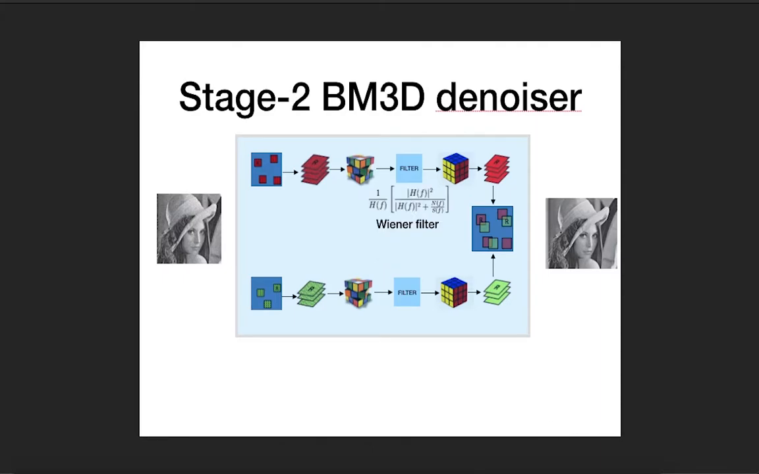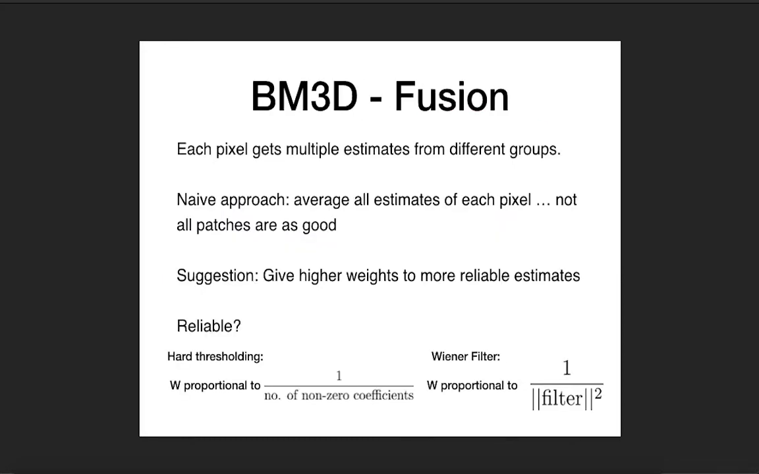Okay, in stage 2, instead of doing the hard thresholding, you just do the Wiener filter. You take it to some transform domain, apply the Wiener filter on it, and then get rid of it. It's all technicality, nothing groundbreaking here. Just the fact that it works, right? Yeah. So how do you fuse?